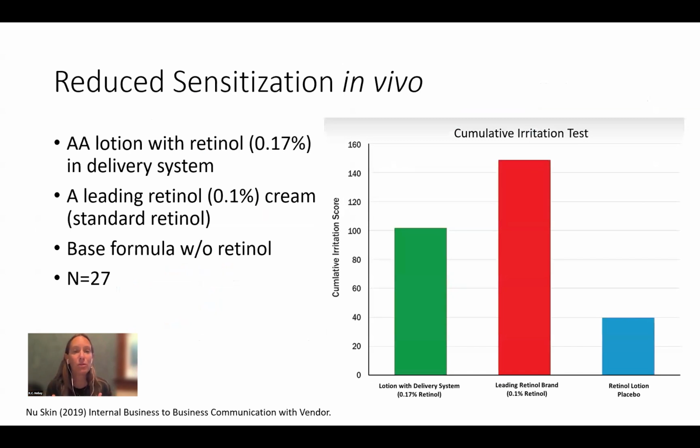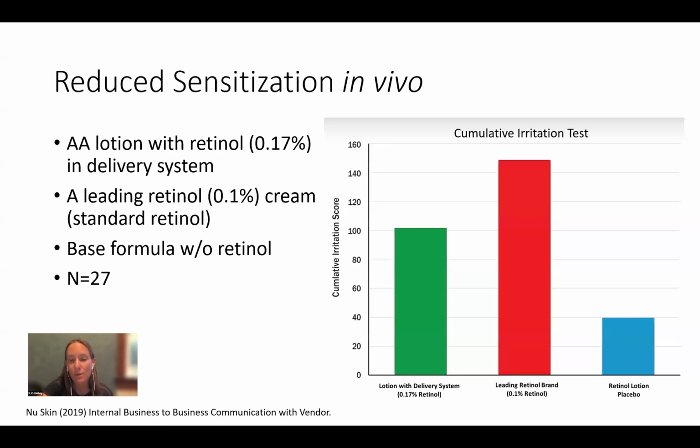So then the next part is we're looking at the overall sensitization of it in vivo. An anti-aging lotion with this retinol system was developed, and an anti-aging lotion with the standard retinol was developed, and you can see this here. What they looked at was the cumulative irritation score. Cumulative irritation score is actually a standardized score that's utilized in different cosmetic testing.